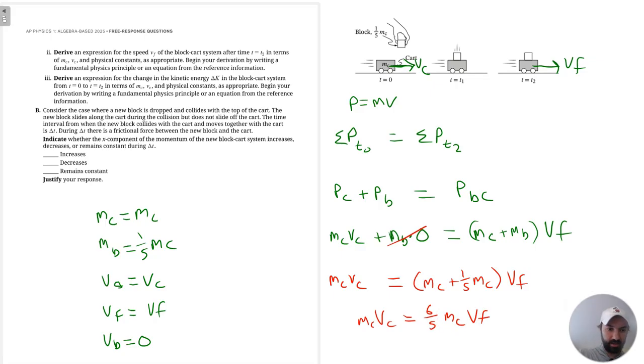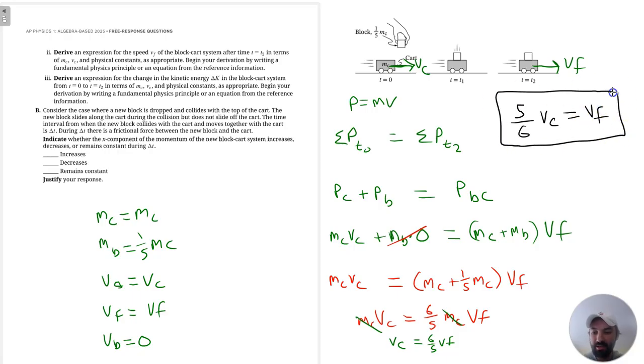Hey, look at that. We are just going to go ahead and cancel mc because it's on both sides. And now we have that the final velocity times 6/5 is the initial velocity. Now to rearrange that, we get 5/6 of the initial velocity is the final velocity. And that is our answer. Boom! That was a breeze.